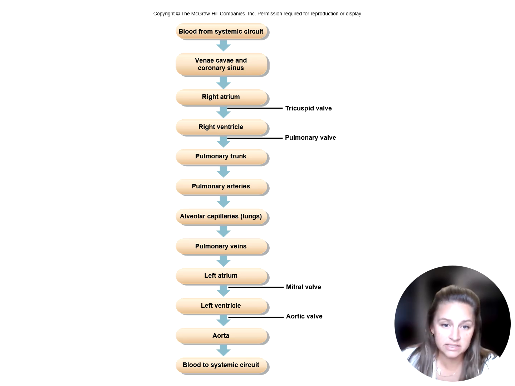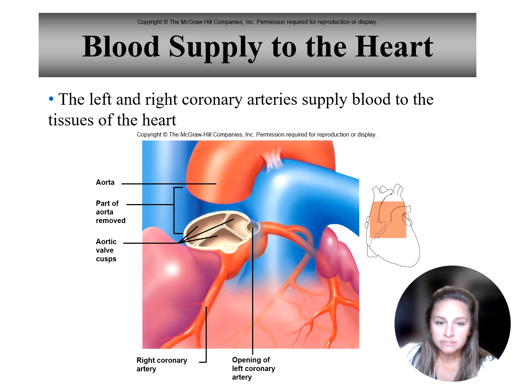alveolar capillaries. This is where the gas exchange would happen. And this is where the carbon dioxide would be released and the oxygen would be picked up and carried by the hemoglobin. Then it would go to the left atrium, to the left ventricle through the mitral valve, and then from the left ventricle through the aortic valve to the aorta, and then out to the systemic circuit, to whatever part of the body the blood was going to.